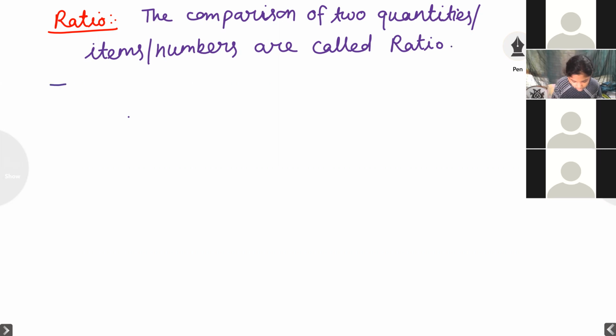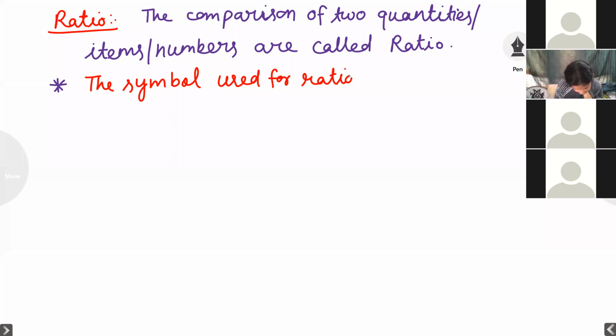First star point. The symbol used for ratio is this symbol: one dot up, one dot down. This is the symbol for ratio.